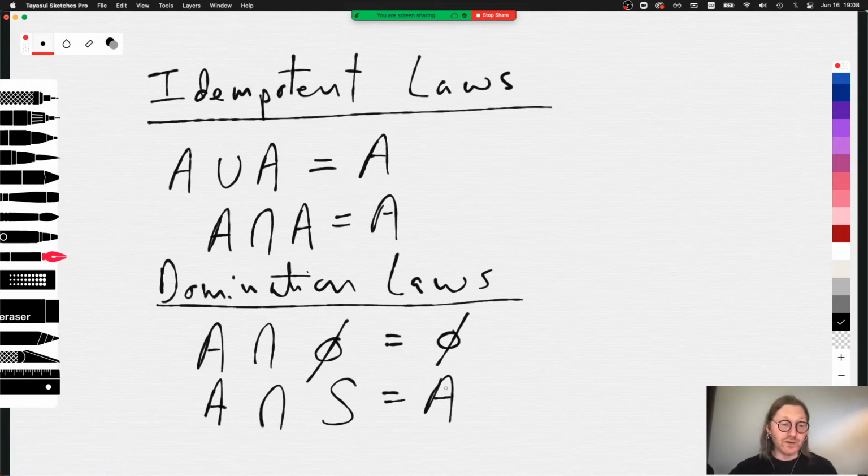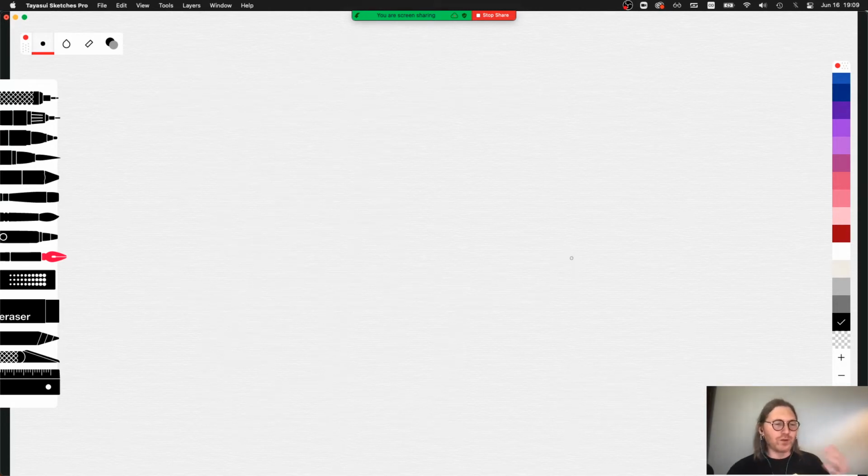Now, if we union it with the sample space, that's a different kind of domination that we might see. A unioned with S is going to equal S. I think that makes sense, right? You union anything with the sample space, you get the sample space, or universal set, however you want to think about that. So there are some other laws that can come in handy, where we're thinking about this more in Boolean operations, but again, these also apply to set operations.